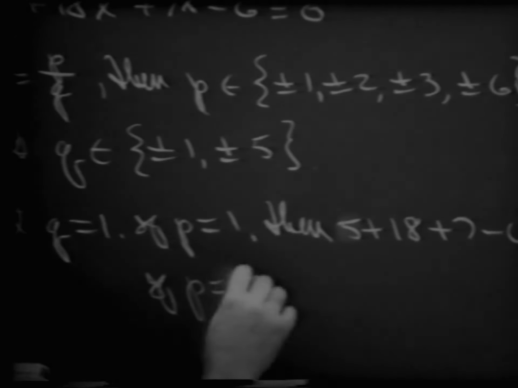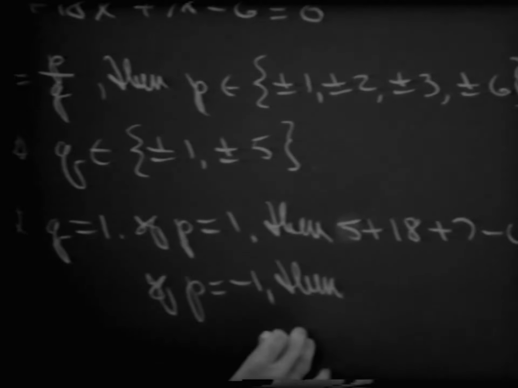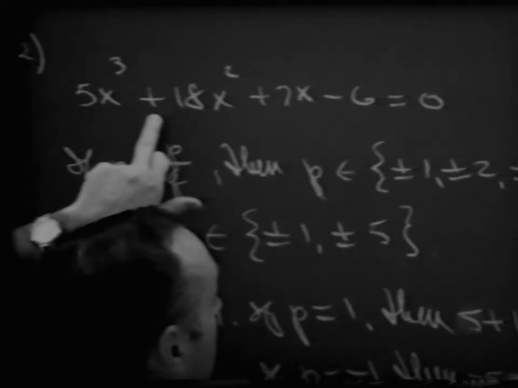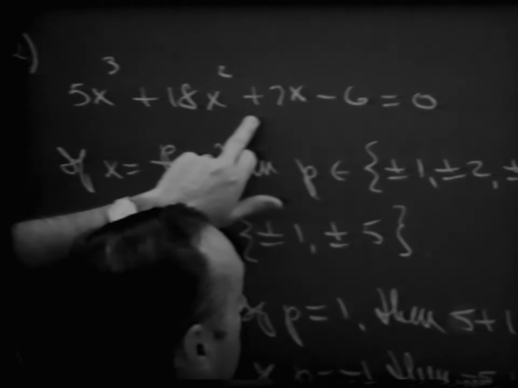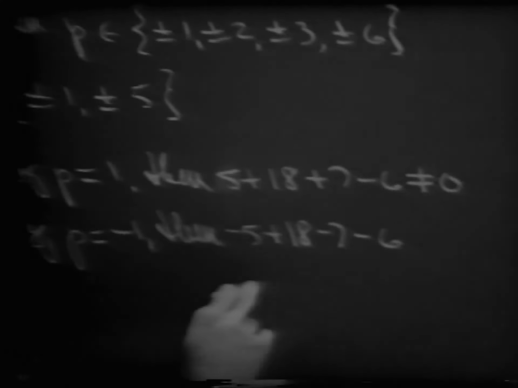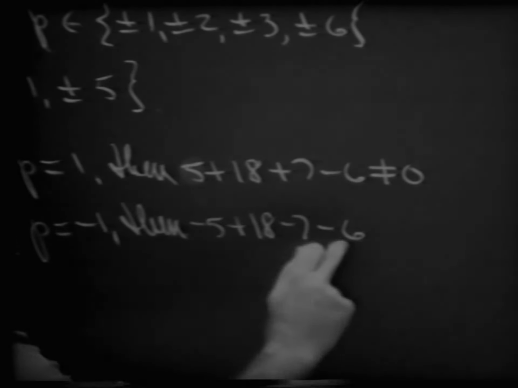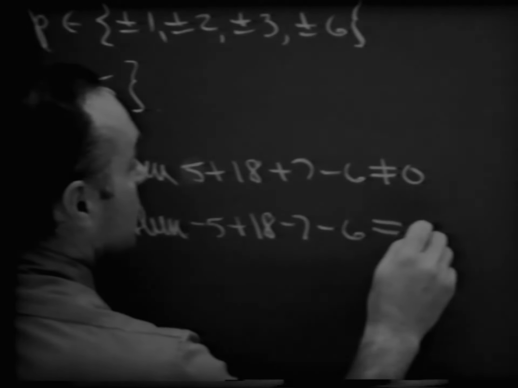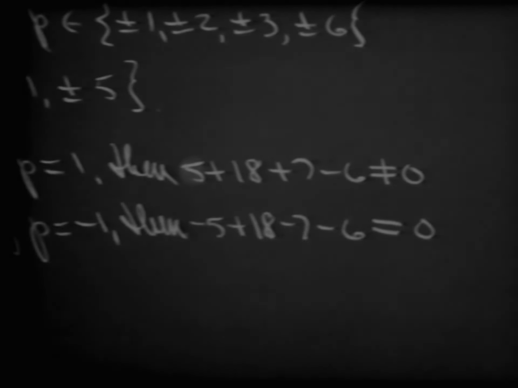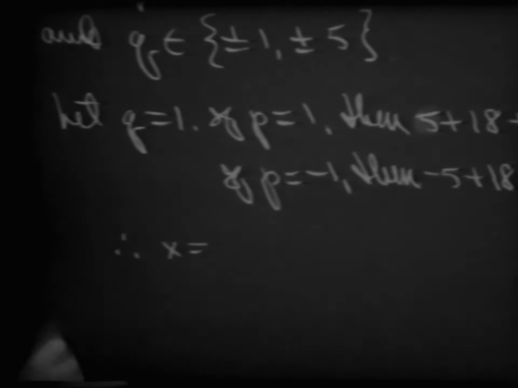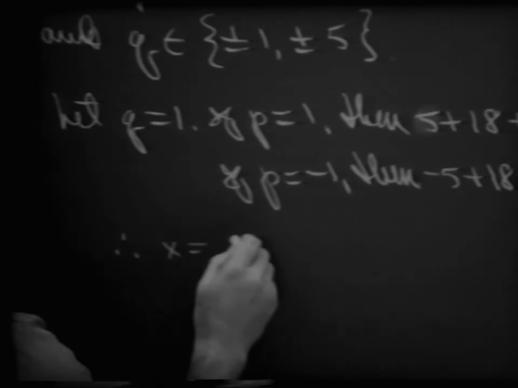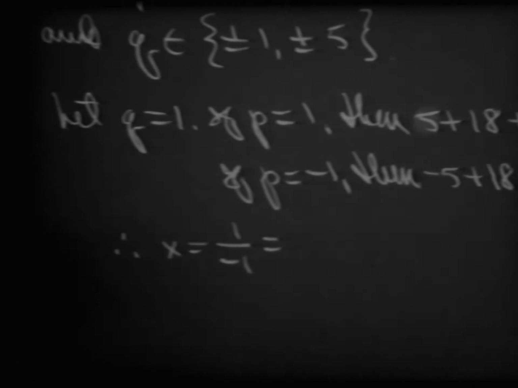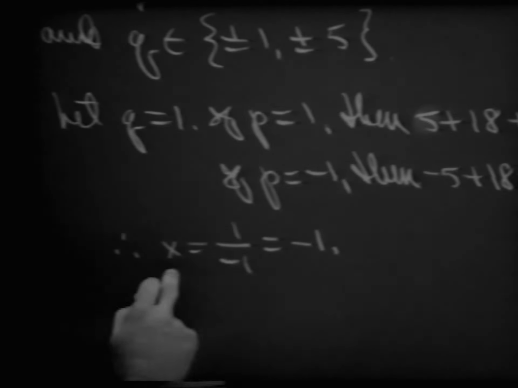Now, if p is negative 1, let's see what happens. Here we have negative 1 cubed times 5, which is negative 5, plus 18, minus 7, minus 6. And lo and behold, what does this add up to? There's a negative 13 minus 5, which is a negative 18, plus 18, which is equal to 0. Therefore, we have found a rational root. If there is a rational root, it's got to be of this pattern. It's of the pattern 1 over negative 1, which we call the number negative 1. So we found one of these.